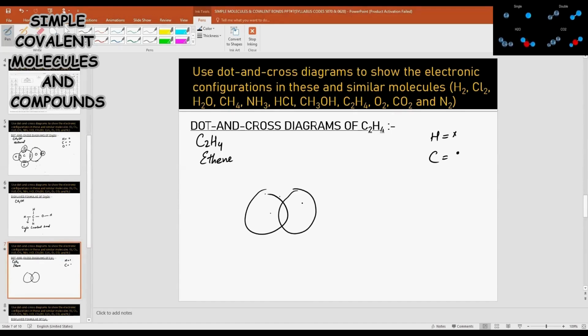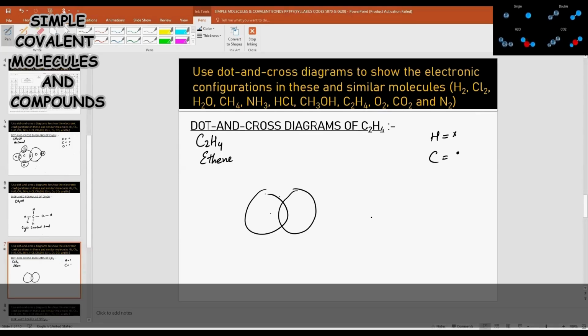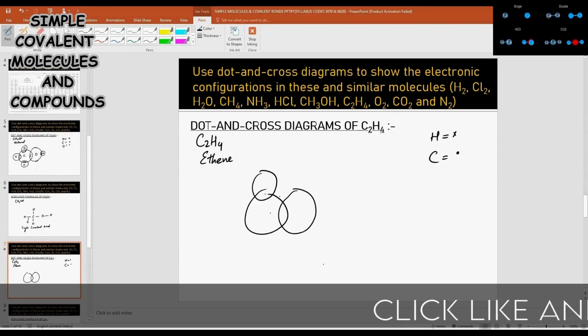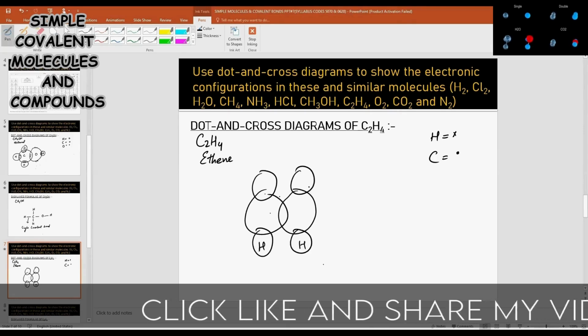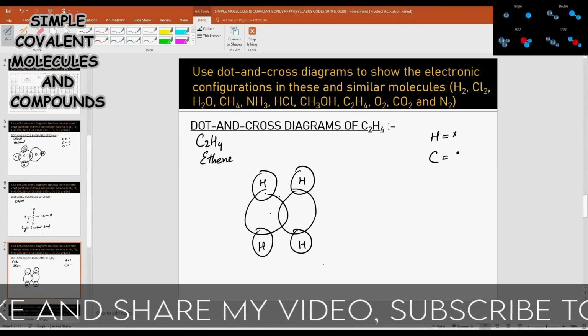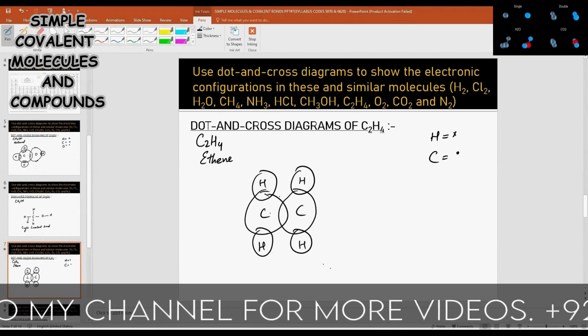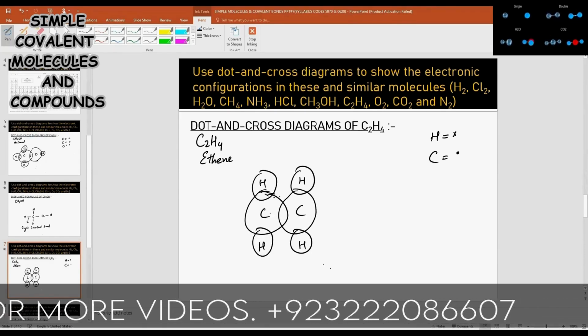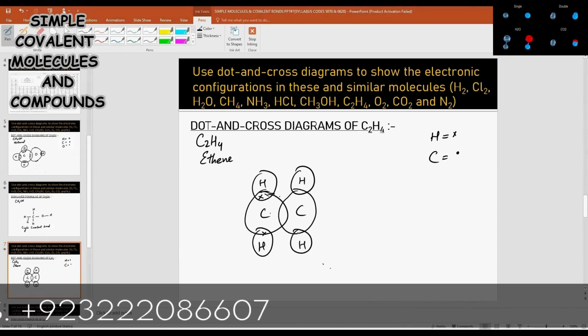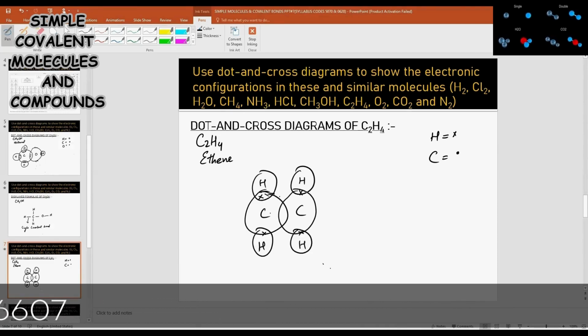This is an example of an organic compound. Ethene is an organic compound. It belongs to the family alkene. There are 4 hydrogen atoms. 2 hydrogen atoms will attach to each carbon atom: 1, 2, 3, 4. Let's show the valence electron for each hydrogen here. 1 for this one, 1 for this one, 1 for this one, and 1 for this one.